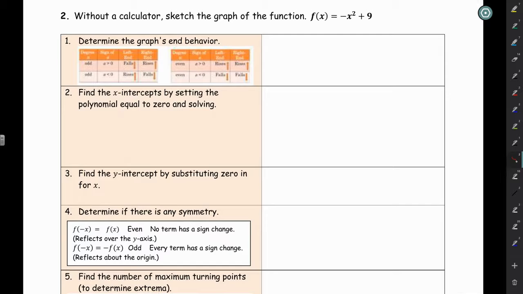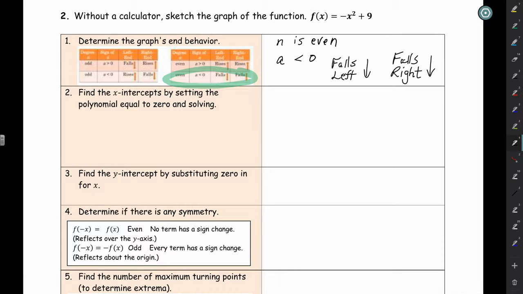Again, without a calculator, we're going to sketch the graph of the function. We know that we have a value of n equals 2. This is a degree 2, a quadratic polynomial, so we know that n is even. And the value in front of our first term, the value of a, is -1, so we know that a is less than 0. Since a is less than 0 and n is even, we're working in this scenario, so we fall on the left and we fall on the right.